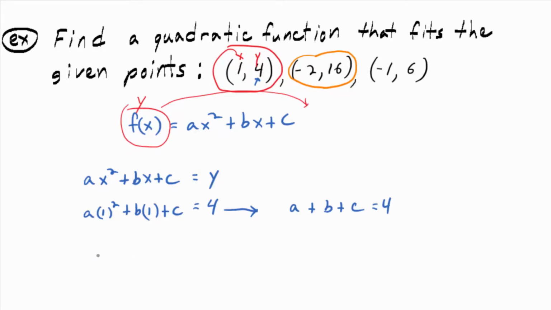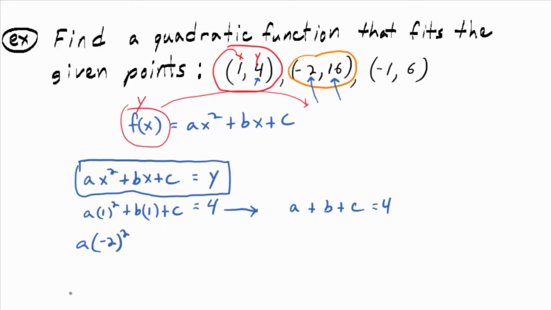What are you plugging in for x in that second point? So you're going to plug it in right here, for x. And y? So negative 2, and then out pops y, 16. So you get a times negative 2 squared. Put parentheses around the negative 2 and square it. You're plugging in negative 2 for x, plus b times negative 2, plus c equals 16.